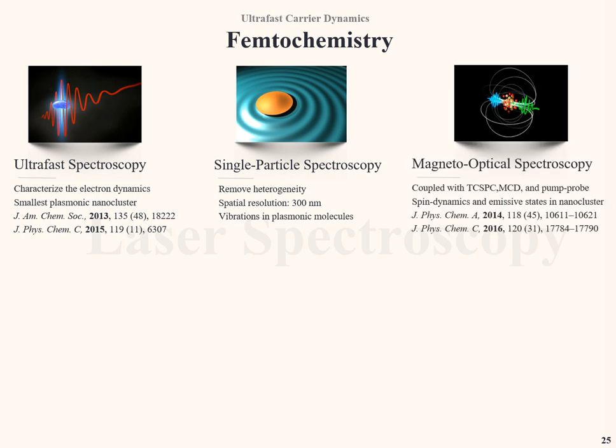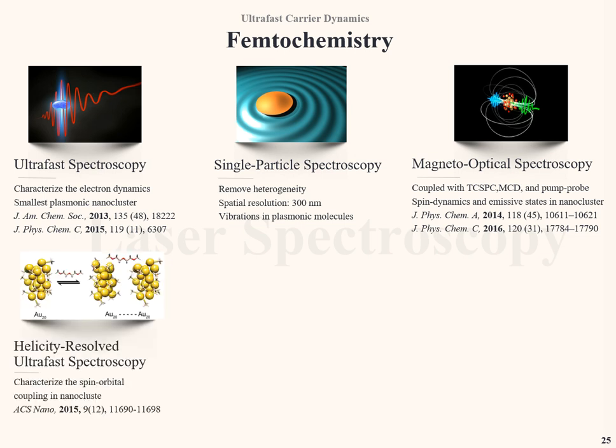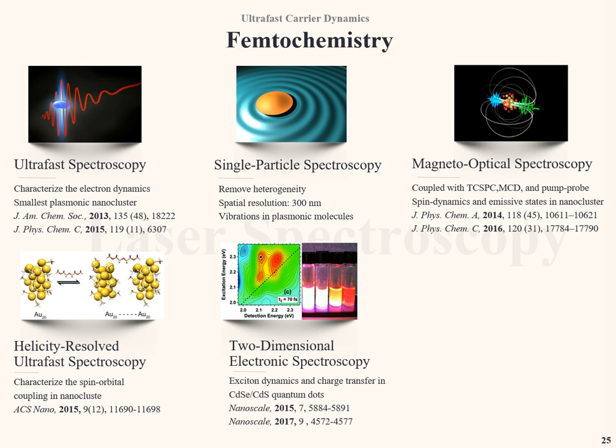The third one is that pump-probe measurement as an ultrafast spectroscopy is not the only technique; there are a lot of different techniques. For example, magneto-optical spectroscopy. We put our clusters into a strong magnetic field, about 25 Tesla, and we look at the spin dynamics and emissive states. And also we have helicity resolution. We use circularly polarized light or linearly polarized light to excite this spin-optical coupling. Also, we use two-dimensional electronic spectroscopy, where we pump the light and probe with white light. By doing so, we can characterize exciton dynamics and charge transfer in quantum dots.